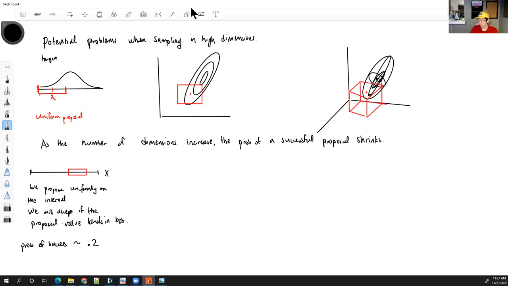So we're going to propose uniformly on the interval from X_{t-1} plus or minus some constant. We're going to propose uniformly on the interval, and if it lands inside the box, we'll accept it. Okay, if I'm in two dimensions, I've got an x1 and an x2. So this is x1, this is x2, and now I've got two of these things.